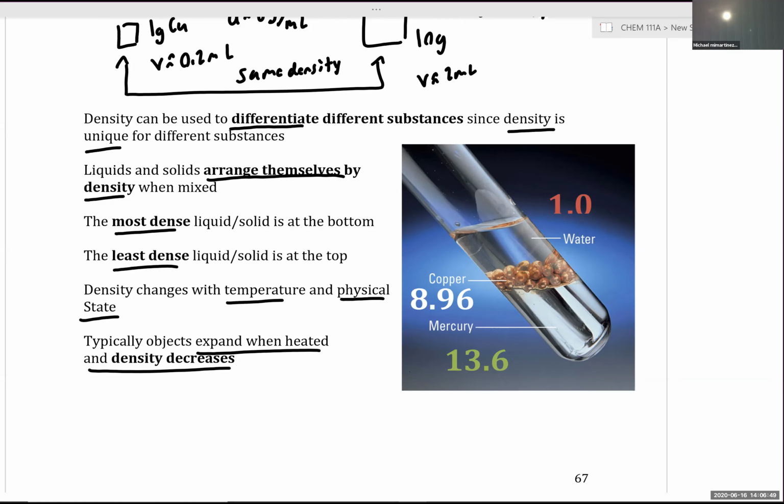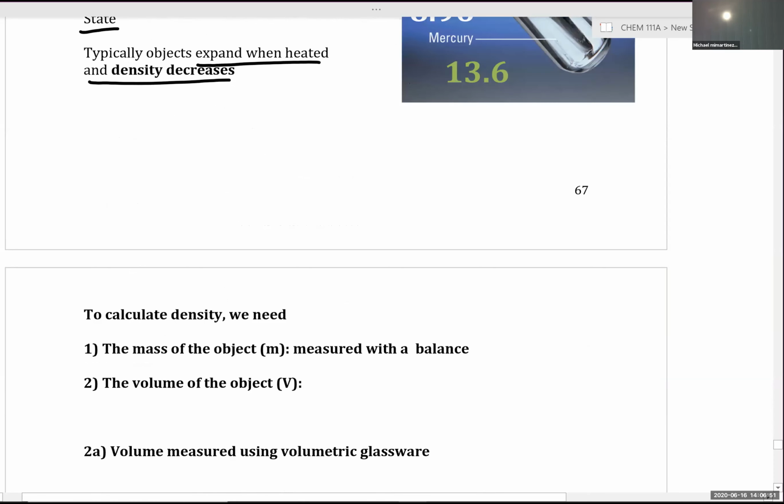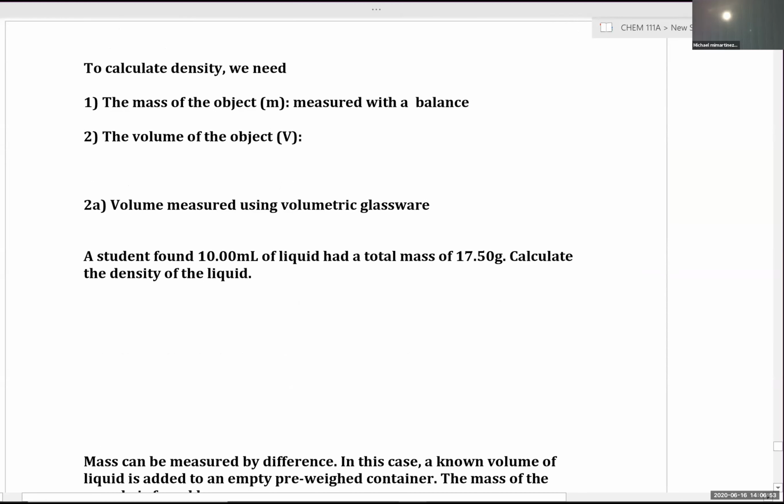Okay, so how do we actually calculate density? Well, to calculate density, we need the mass of the object and the volume of the object. The mass of the object is pretty easy. We can just measure that with a balance. The volume of the object, it depends. Well, if it's a liquid, we can measure the volume using volumetric glassware.